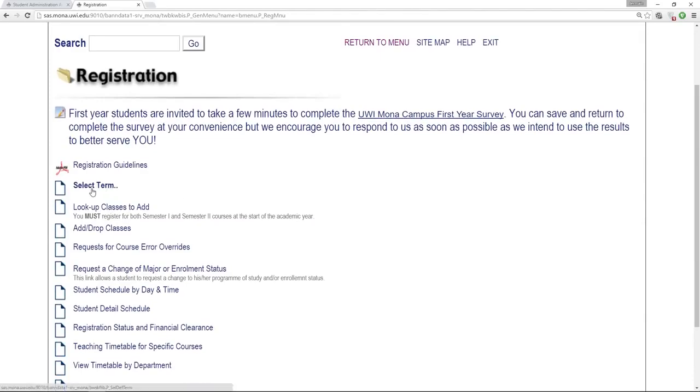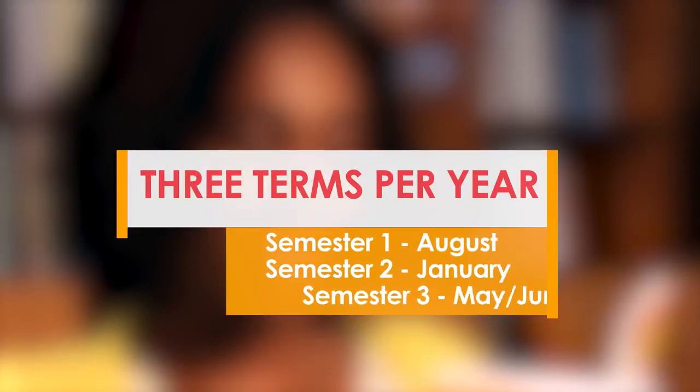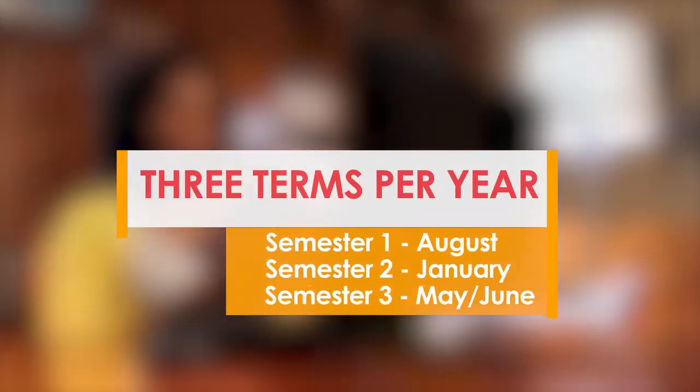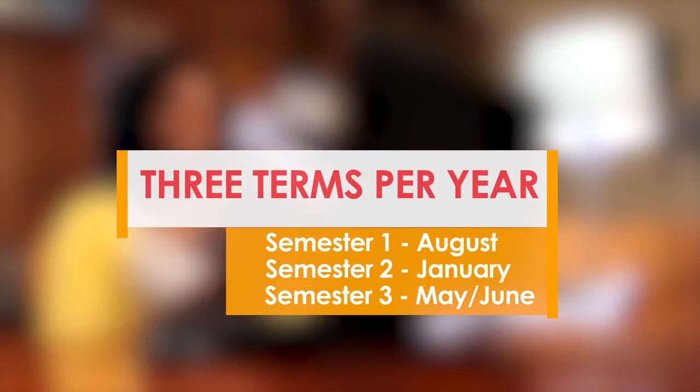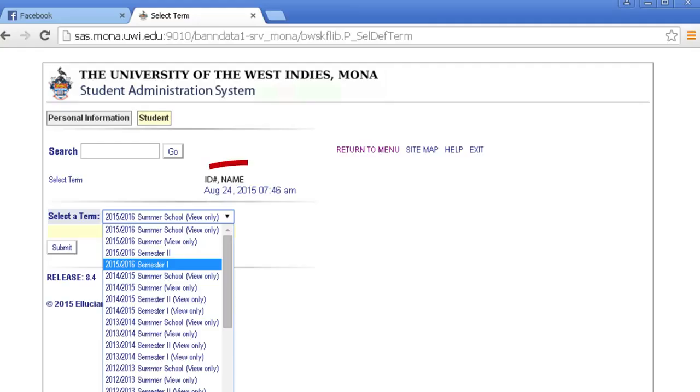Click on Select Term. Remember that there are 3 terms in a school year. Semester 1, which begins in August, Semester 2, which begins in January, and the summer school semester, which begins in May-June. Remember that the summer school semester is optional. Check the top of the page to ensure that it is reflecting your ID number and name. Once you have verified this information, click on the term that you're registering for.